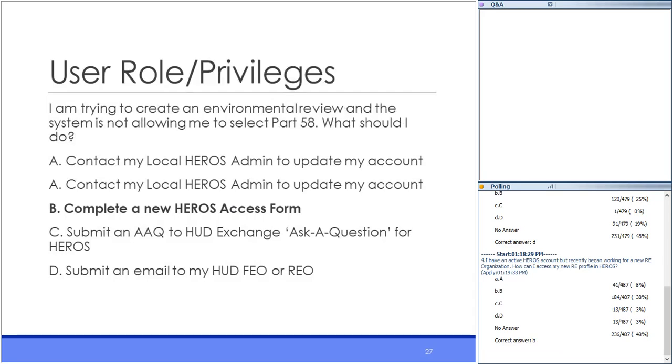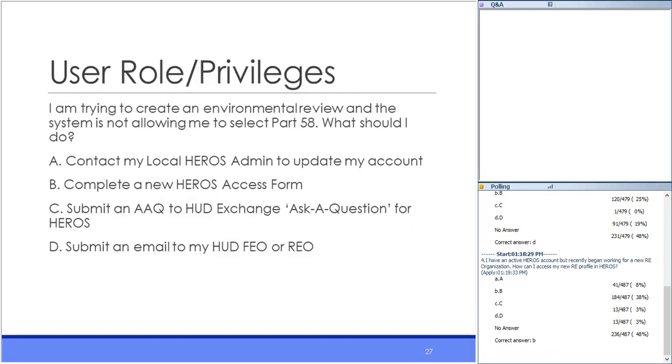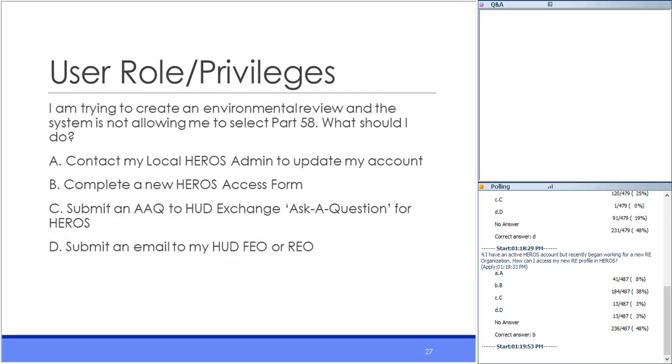Okay. Next question, we'll switch over to the user roles and privileges category. Next one is, I'm trying to create an environmental review and the system is not allowing me to select Part 58. What should I do? A, contact my local HEROS admin to update my account. B, complete a new HEROS access form. C, submit an AAQ. Or D, submit an email to my HUD field or regional environmental officer.